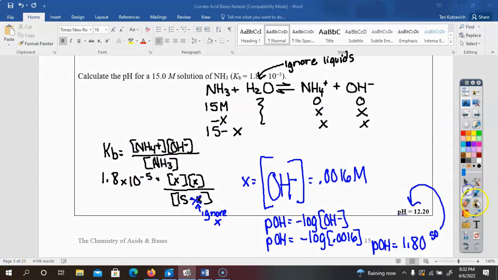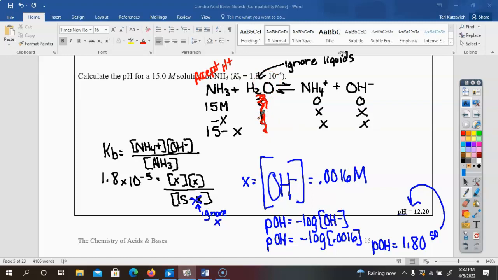Here's my answer for this one. This is exercise 15. You know it's a base, so you know hydroxide has to be produced, so react it with water. Bases accept protons, so this is going to accept my H plus to become NH4 plus. Where does it get that proton? From the hydrogen in the water, and then you're left with OH negative. We don't ever have to worry about this because it is a liquid and we always ignore it.